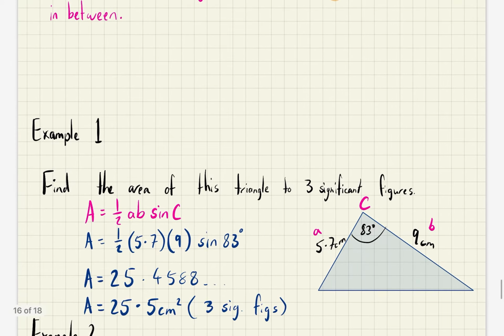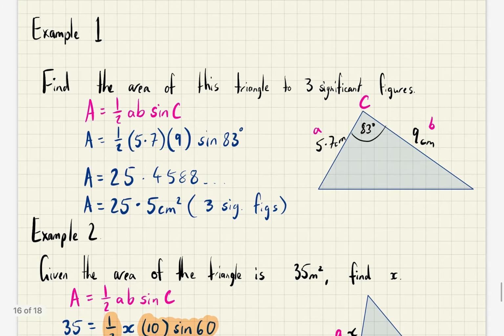So, for the first example, we need to find the area of this triangle to 3 significant figures. We've already been given this triangle, but in the pink I've labelled the side A, the side B, and the angle of C. The way that works is we just have to put it straight into the formula. So, I've got my A, which is 5.7, my B, which is 9, and my angle, which is 83, so I do sine 83. And I type it all into the calculator.